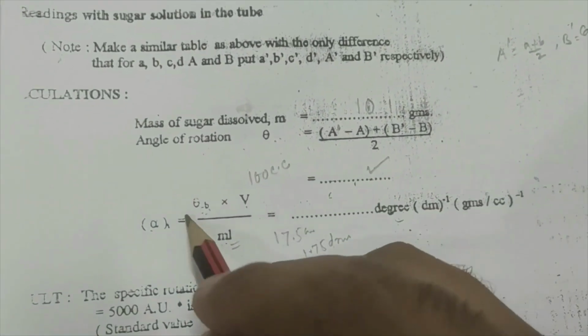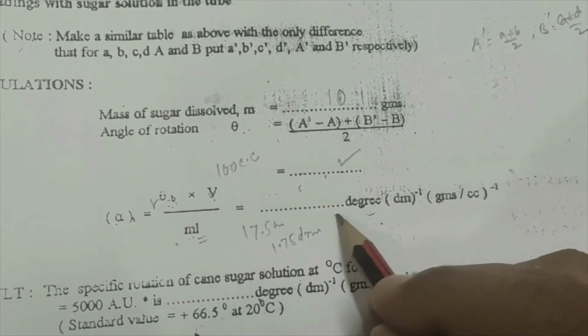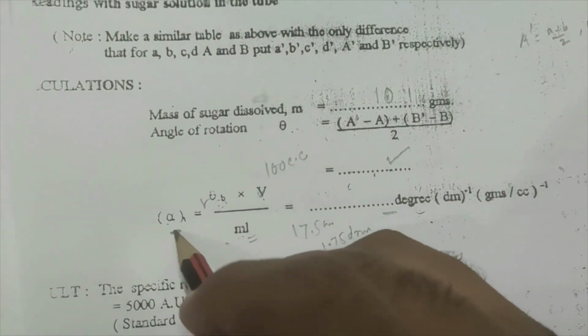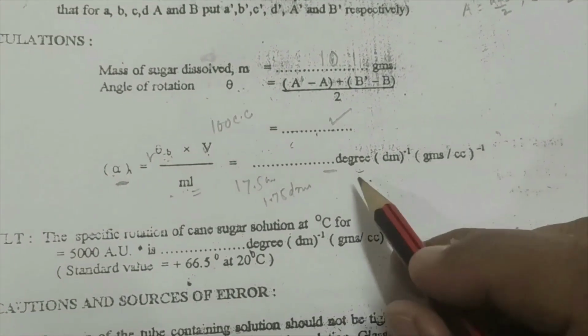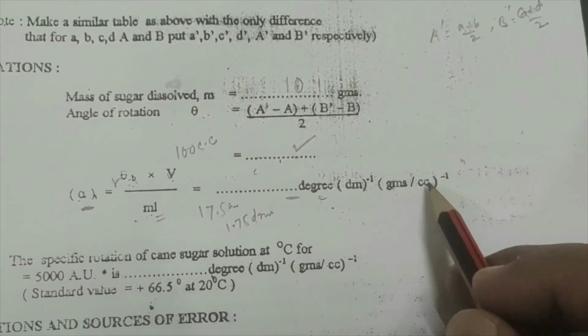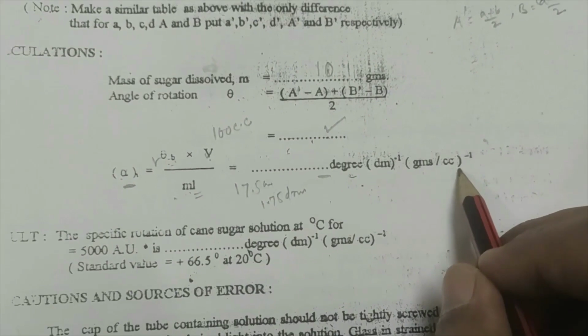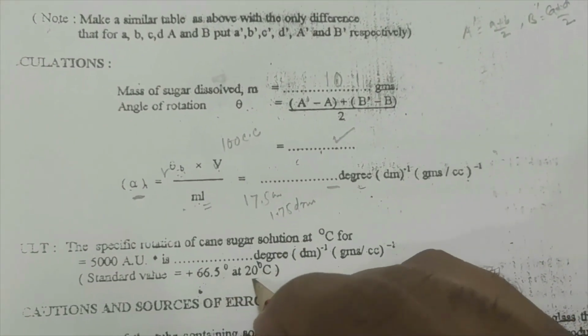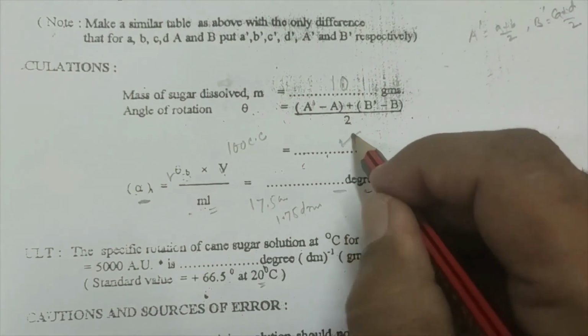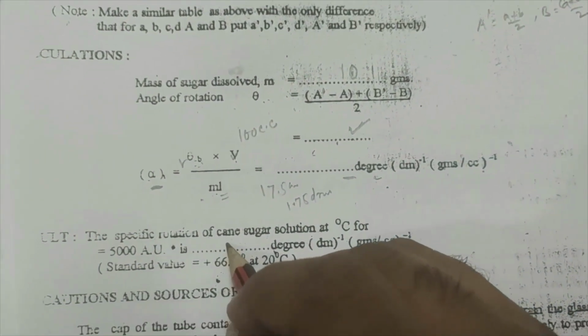Now we have all the quantities, and we can calculate the specific rotation of this cane sugar, which will be in the unit of degree decimeter per gram per centimeter cube. That will be at room temperature. Normally you calculate the value and write it into the results.